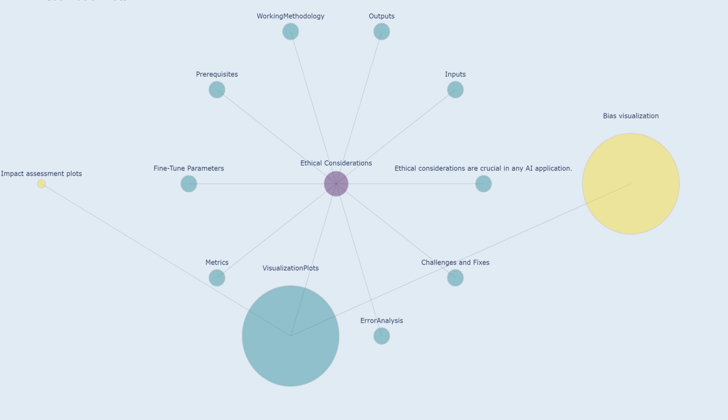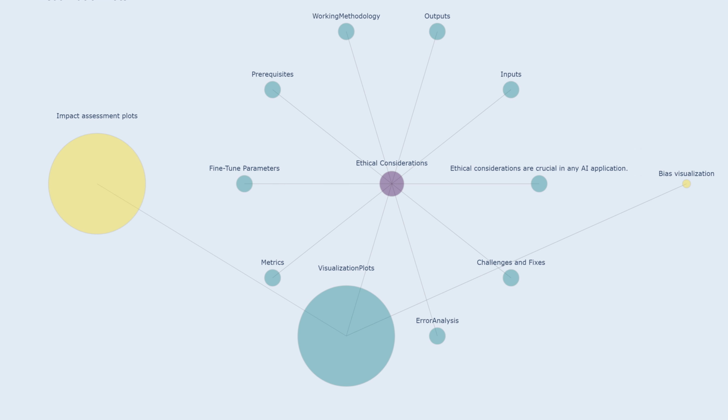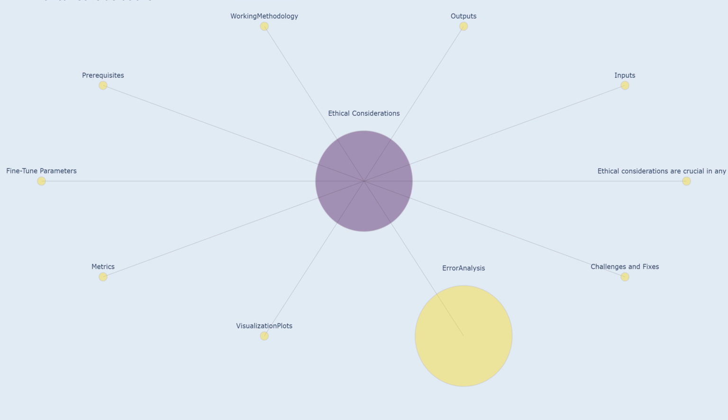Error analysis. Identify ethical errors. Identifying ethical errors in AI systems involves analyzing the system's behavior and identifying instances of bias, discrimination, or other ethical violations. This can involve reviewing data, algorithms, and predictions, and looking for patterns of unfair or discriminatory outcomes.